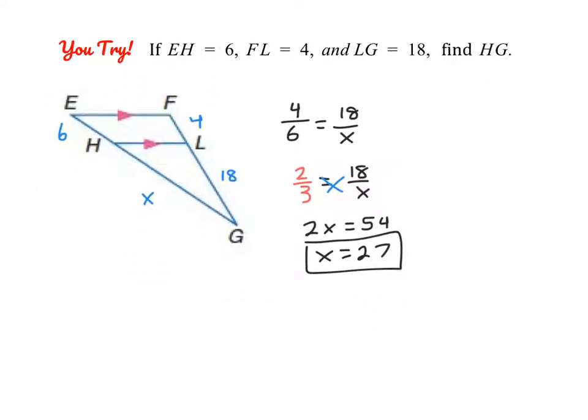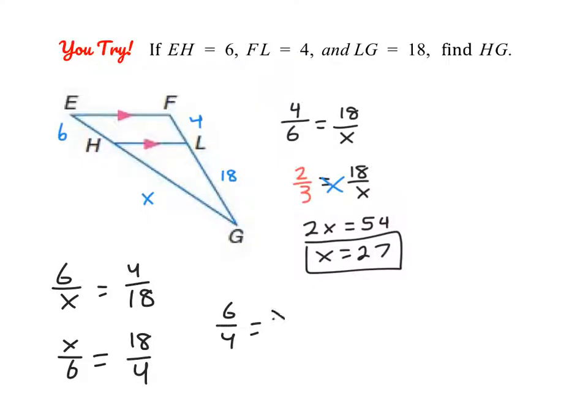Now there are lots of different proportions you could have set up. You could say 6 over x equals 4 over 18. You could say x over 6 equals 18 over 4. You could say 6 over 4 equals x over 18. Any of those should give you the same result, x equals 27.